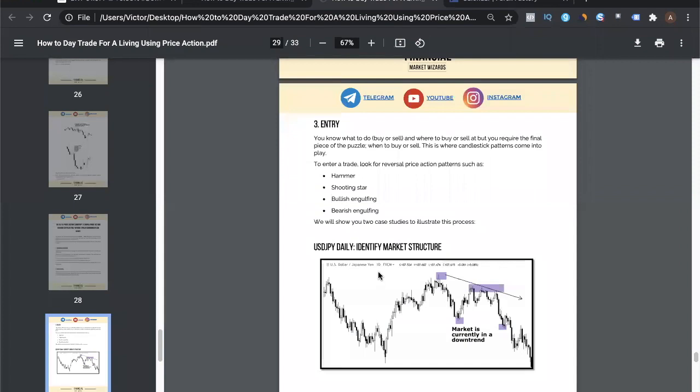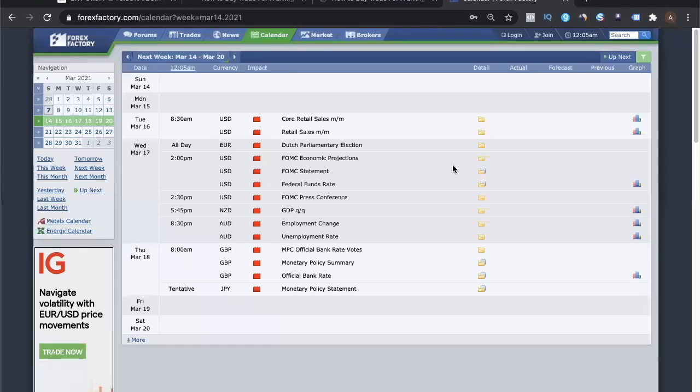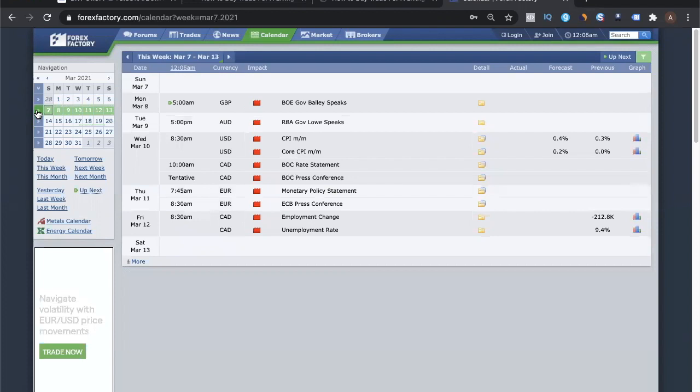Okay, so that's what we're going to do for this video. Let's start off by looking at the Forex Factory Economic Calendar. This is what we always recommend because it tells us what the market is going to be looking at and the type of market condition that we will be facing.